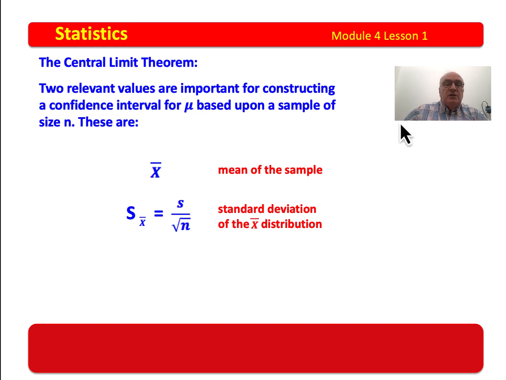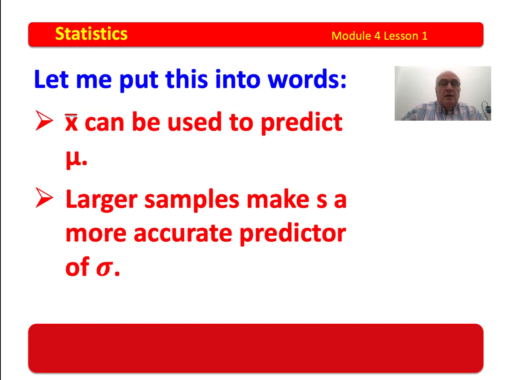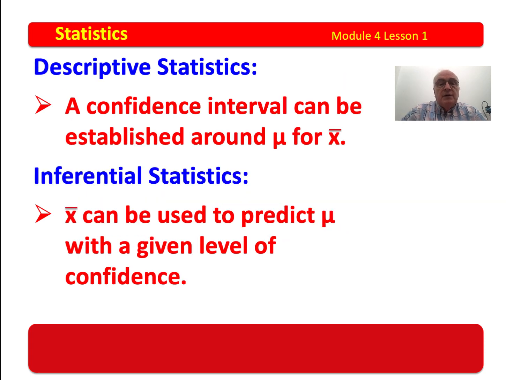Again, the central limit theorem says that the mean of the sample is normally distributed around mu with a standard deviation of S over the square root of N. What happens is the larger the sample gets, the more tightly X bar clusters on mu. Now, if X bar clusters on mu, then if we take X bar, mu should cluster on X bar. X bar can be used to predict mu, and larger samples make S a more accurate predictor of sigma.